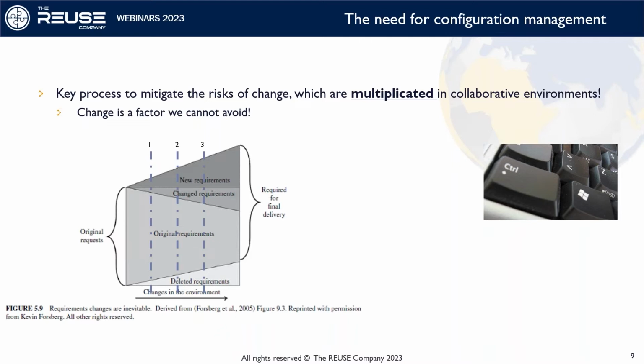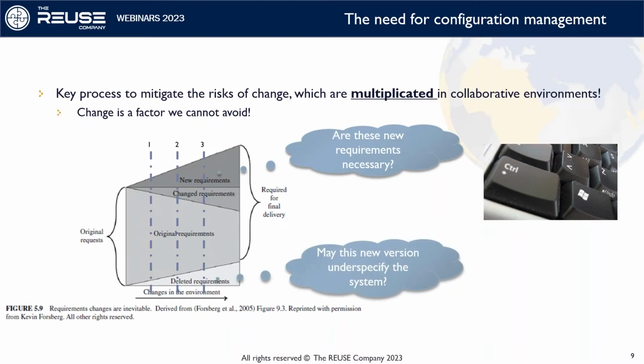So the simultaneous work will be covered in the next webinar. In this webinar, I'll talk about the impact of change, sequences of change in collaborative environments. So the questions we have to ask ourselves is, are the new requirements necessary? May we underspecify the system if we delete the requirements? But mostly when we talk about collaborative environments, are we introducing any conflicts? So that's the main thing here.